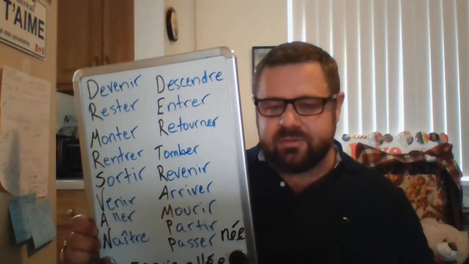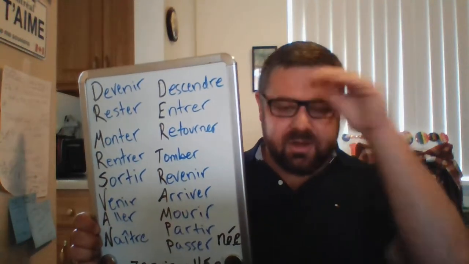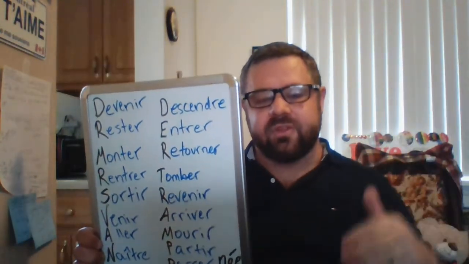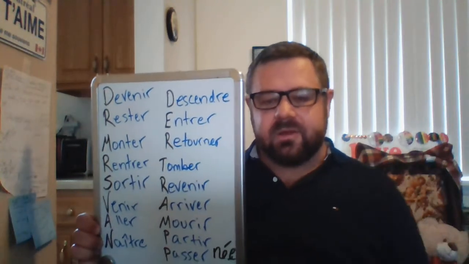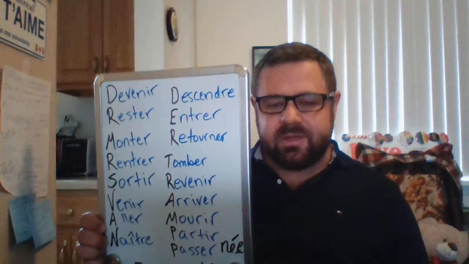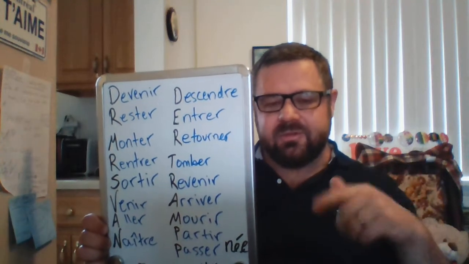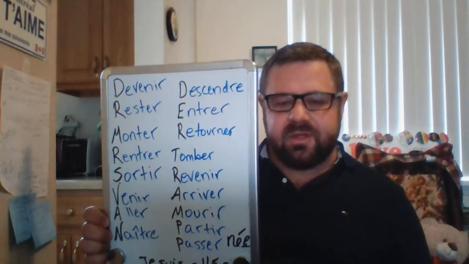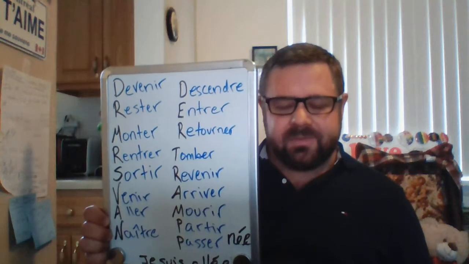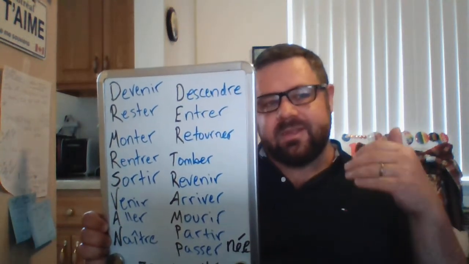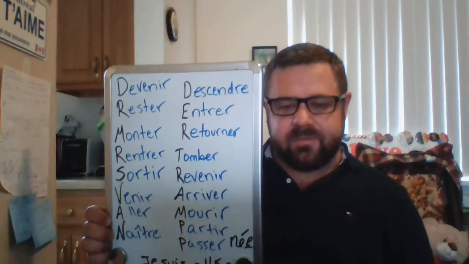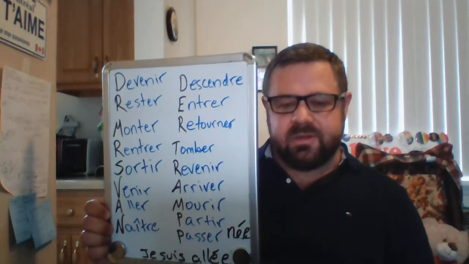Then we have descendre. Je suis descendu. Descendre can be used to get off a bus, to go down, like je suis monté dans la tour Eiffel et après je suis descendu. D'accord? Entrer, retourner, same thing, é with accent aigu. Je suis entré, je suis retourné. Tomber, if someone fell, elle est tombée, she fell. É with accent aigu, double E, right? Elle est tombée. Revenir, revenu.